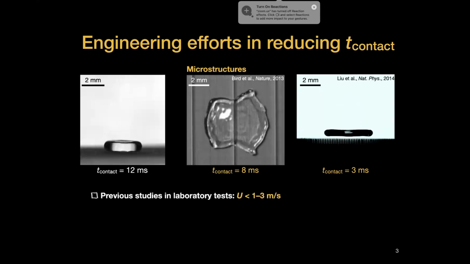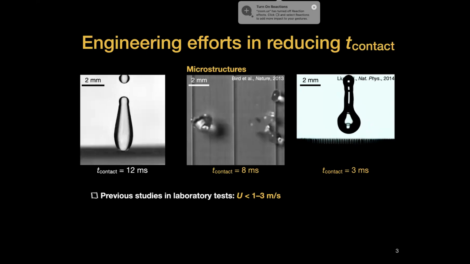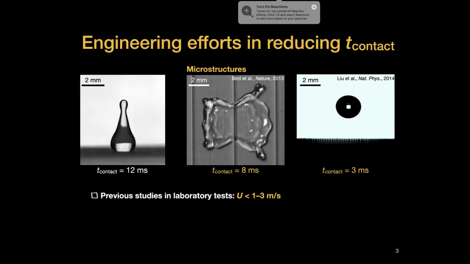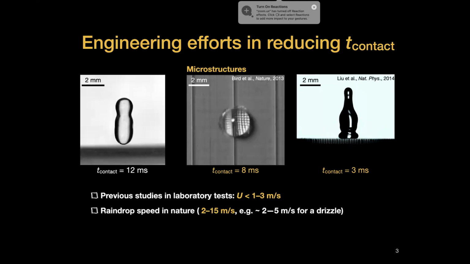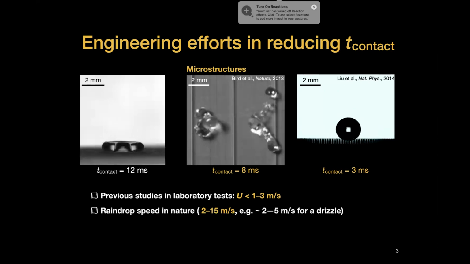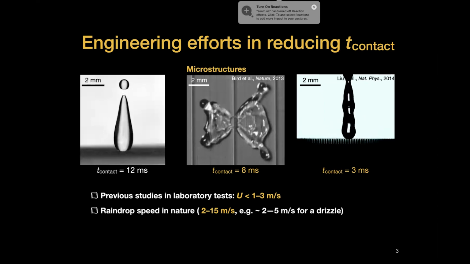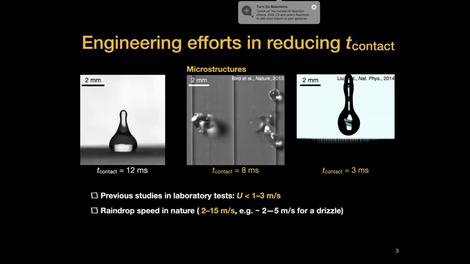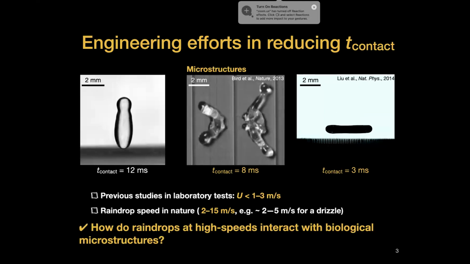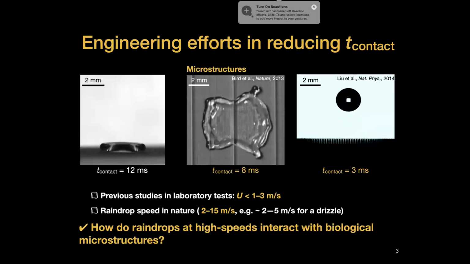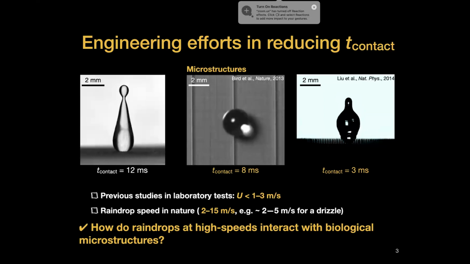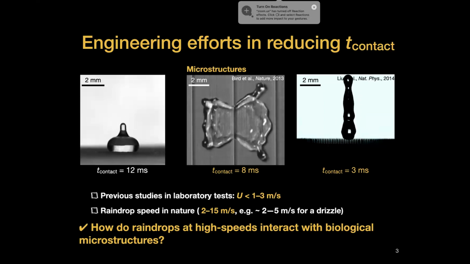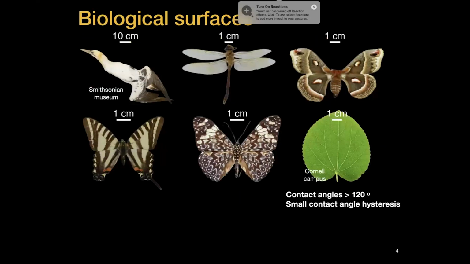So previous studies looked at very gentle water drop impact, with speeds around 1 to 3 meters per second. However, in actual rain, what we see outside, the speed of the raindrop is between 2 and 15 meters per second, which is quite high compared to what people studied. So one of the things we try to look at is what really happens with a really high speed raindrop impact on the superhydrophobic surface. That is the goal of this first part of my talk.